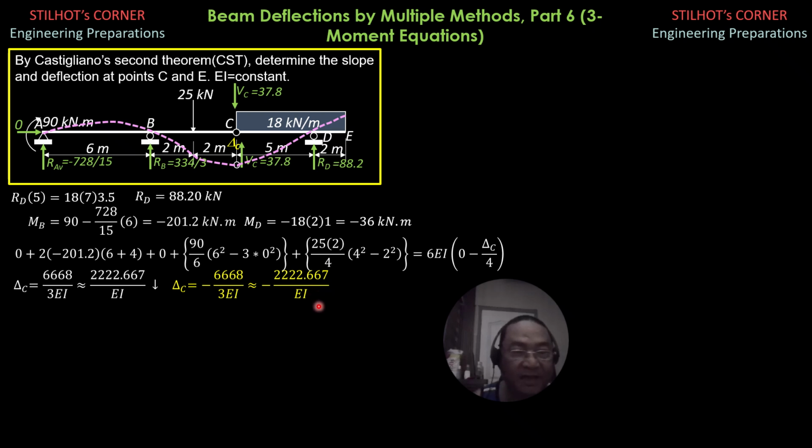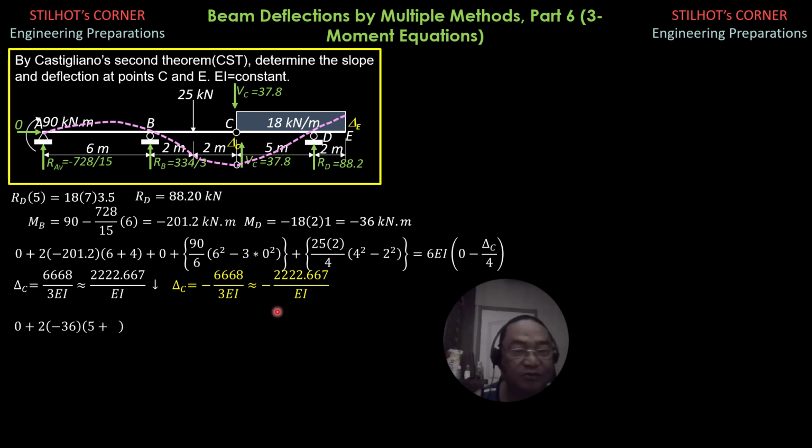Next, we apply three moment equation on CDE, and we anticipate that delta E is positive. hC is negative 6668 over 3 below the horizontal reference line at D, while delta E, you'll just make it positive. If it is positive, it's correct. So that's delta E. So moment at C is 0, moment at D negative 36, moment at E 0.